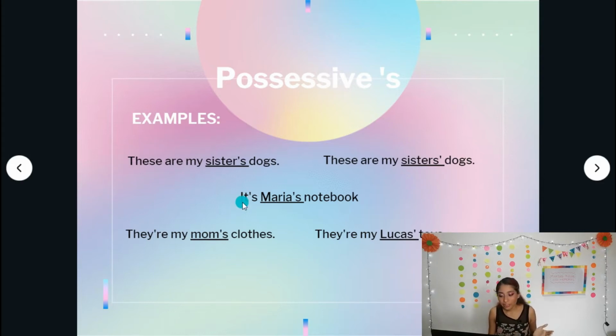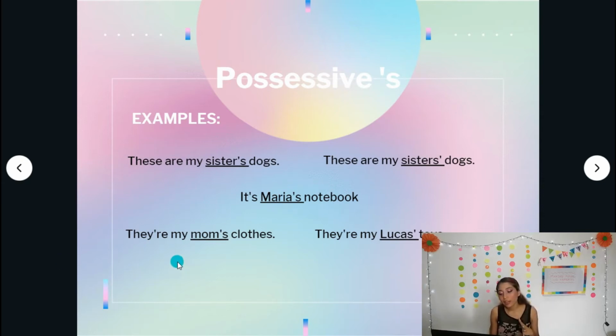So I have another example. It's Maria's book. This is quite easy. Este es el más sencillo. Porque María es una and the notebook belongs to her. El libro, el cuaderno, le pertenece a María.